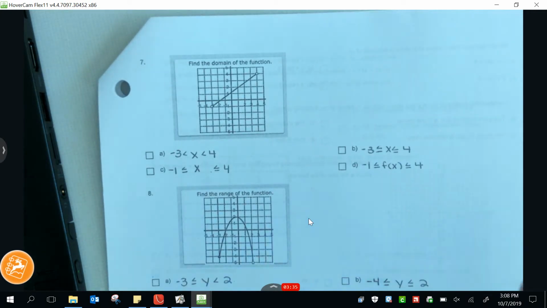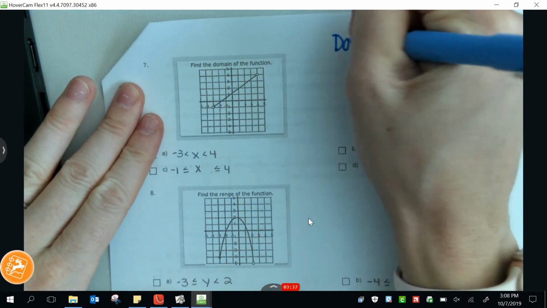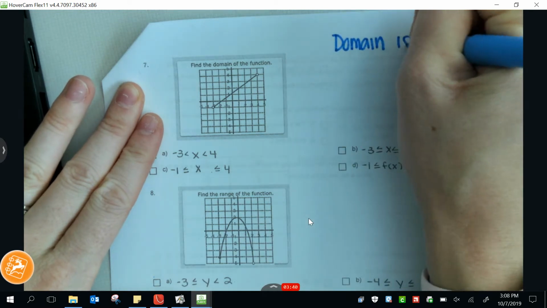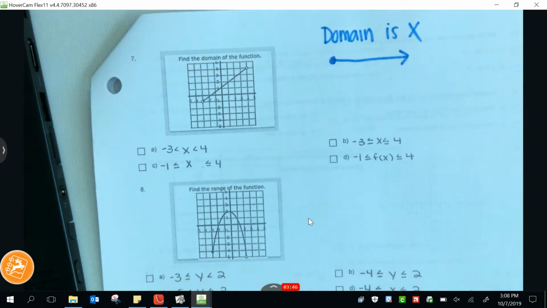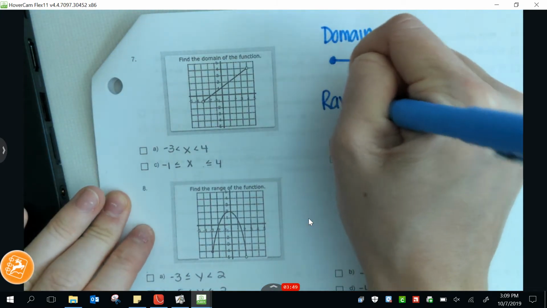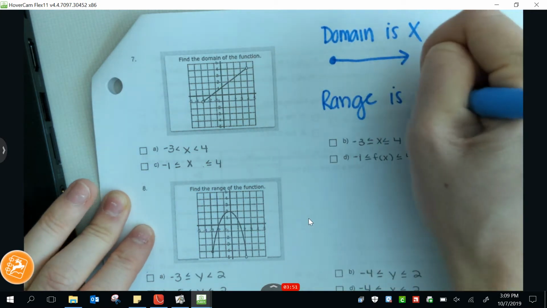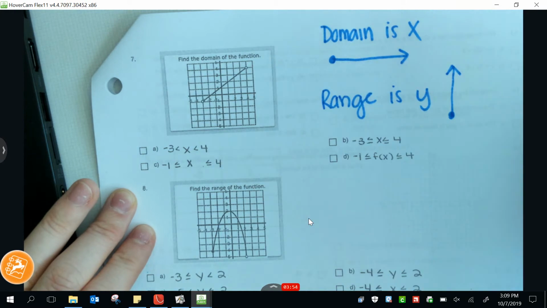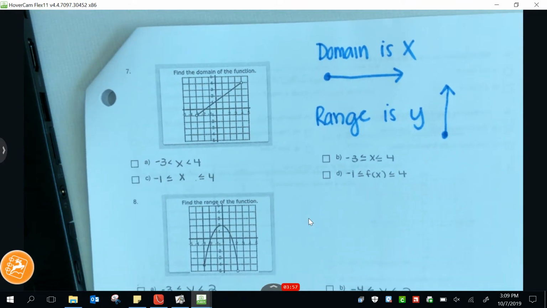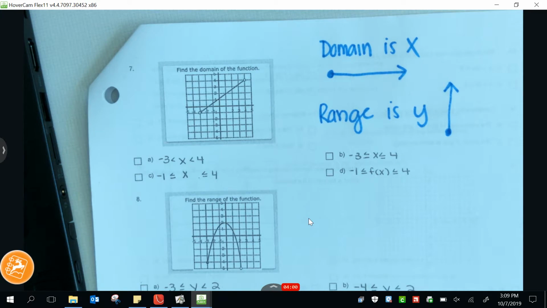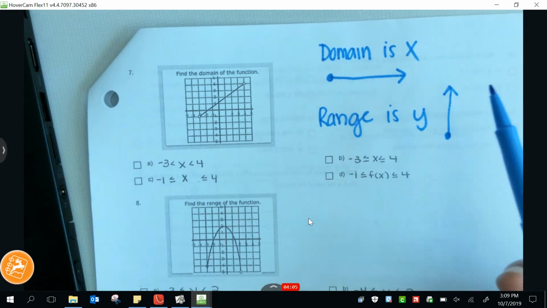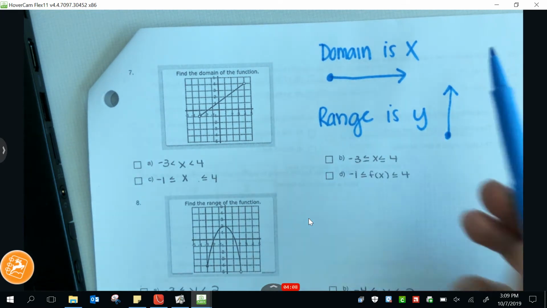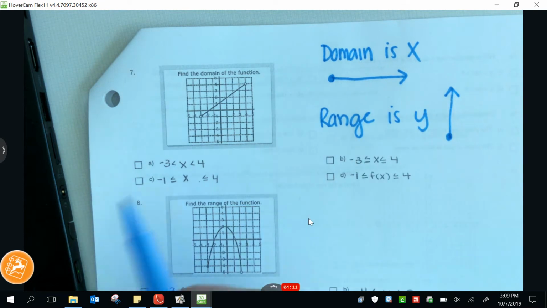Okay, so now we're getting into the domain and range, so just remember, domain is the x, and it goes from left to right. Range is the y, and it goes from low to high. Some of you know it as robot dealer. Domain is the x, it goes from left to right. Range is the y, it goes from low to high.